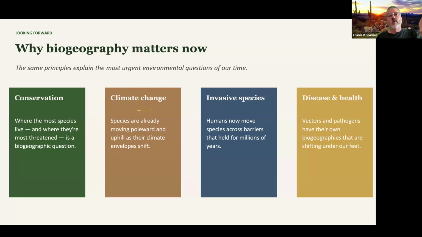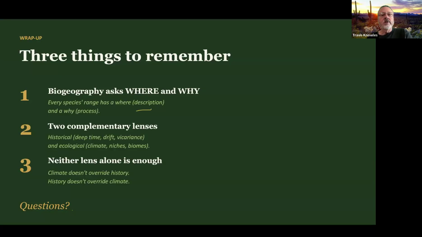But biogeography is an important field of study because it informs us about the distribution of plants and animals and therefore what we need to do to conserve them, how climate change is going to affect plant and animal populations, how invasive species that we've introduced are going to affect native biodiversity, and even human disease and health and the disease and health of other organisms. All of these are affected by biogeography. So, three things to remember.